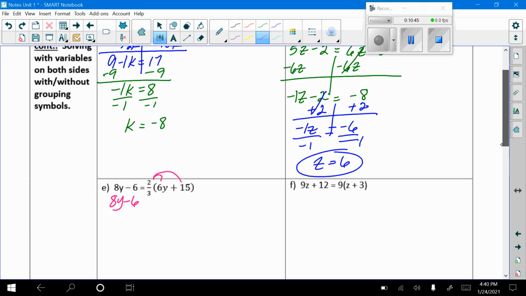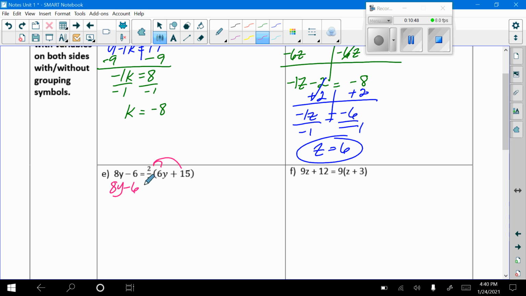So here we go. We're going to just distribute this 2/3. So I'm going to multiply by the 2 and divide by the 3. So 2 times 6 is 12. 12 divided by 3 is 4. So that's 4y. Multiply by the 2. So 2 times 15 is 30, divided by 3 is 10. Multiply by the top, divide by the bottom.